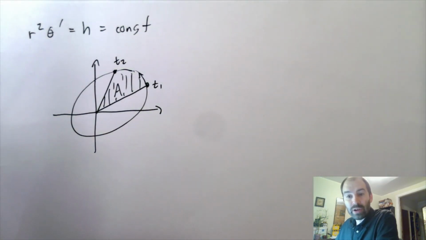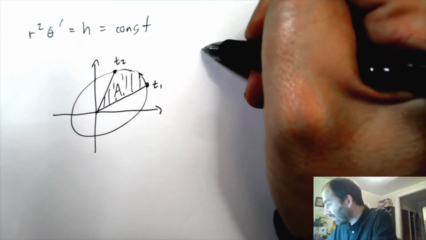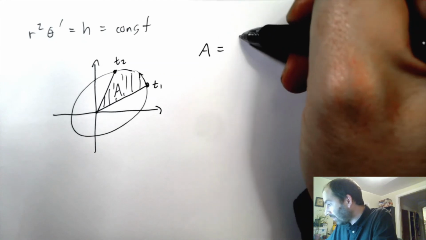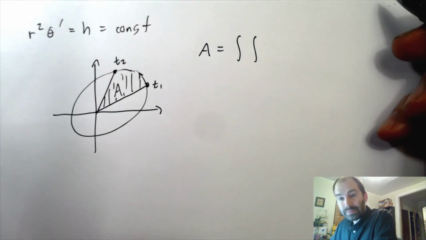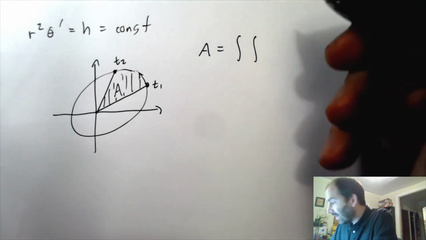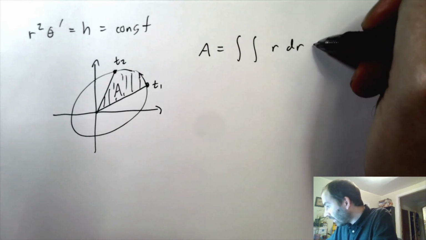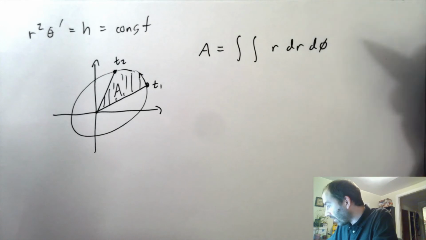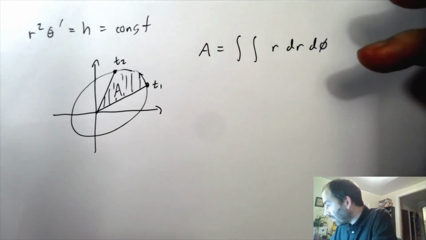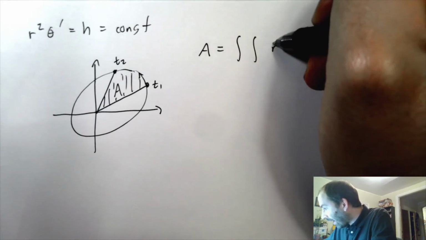Okay, well, how do you measure area? Well, you can use Calc 3 techniques, multivariable calculus. You can write that as a double integral. Area is a double integral. In polar coordinates, it's the integral of r dr d phi. Let me use a phi here, I'll show you why in a second. And I'm going to use an r hat here.